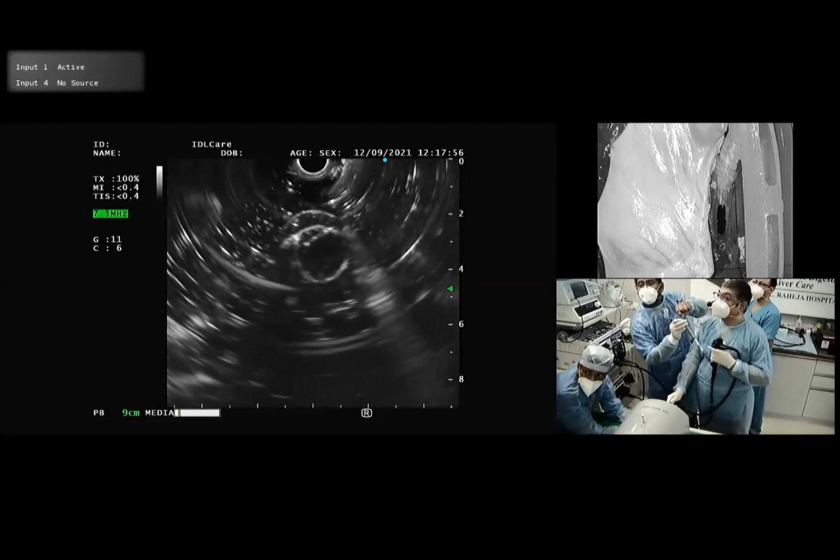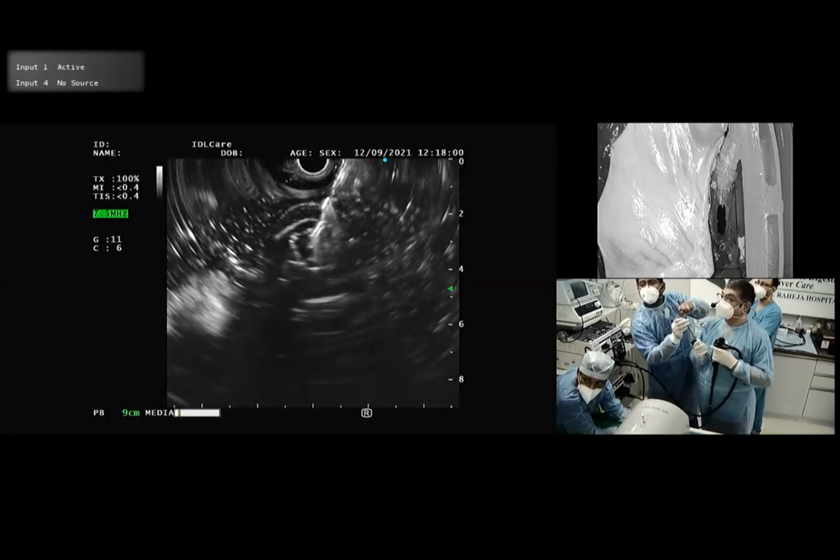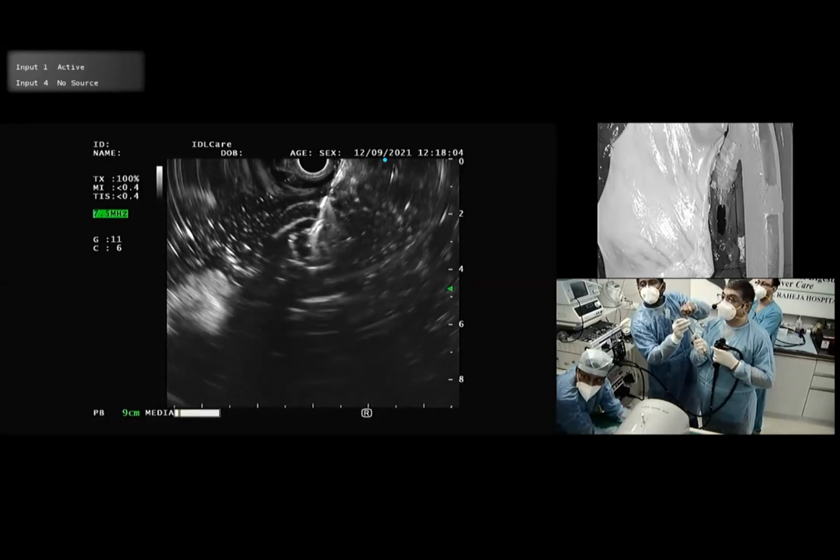Where is my needle? Is it in still or not? It is in. So on ultrasound, I am checking whether my needle is in or not. Is your wire out? It has not come yet. Now it has come. Yes, now rotate. So you can see the wire coming out from that hole.